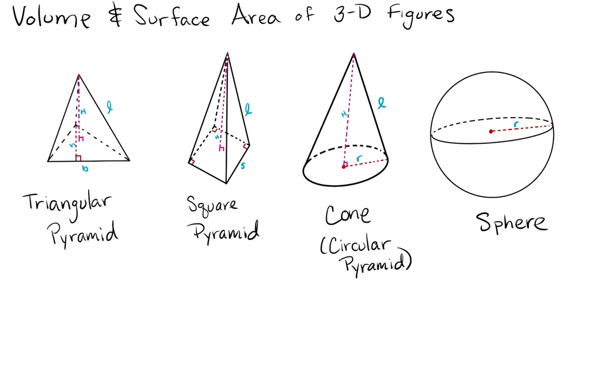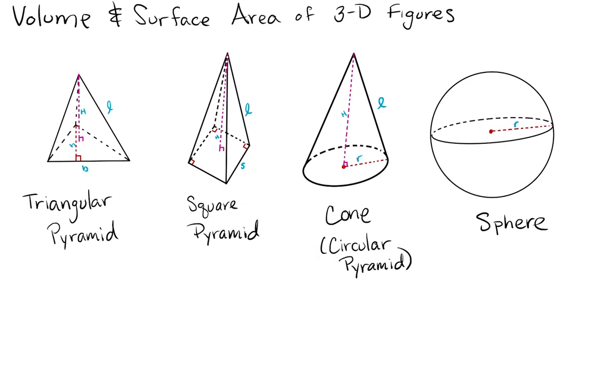All right, the other four figures are pyramids, cones, and spheres. So pyramids have a base shape of some kind, and then they connect up at a common point. All the edges get pulled up into one common point. So instead of having two edges that run parallel to each other, we have one base shape that's pulled up and connected at a single point.